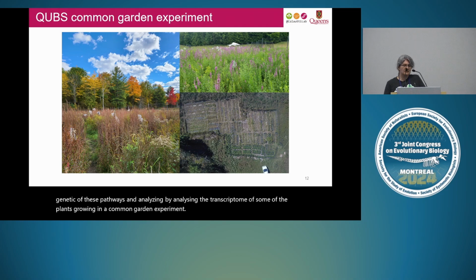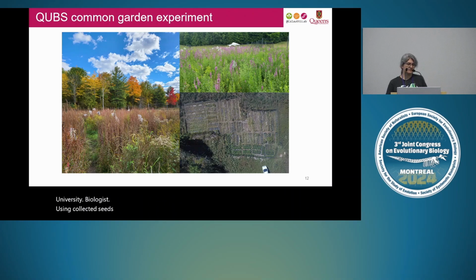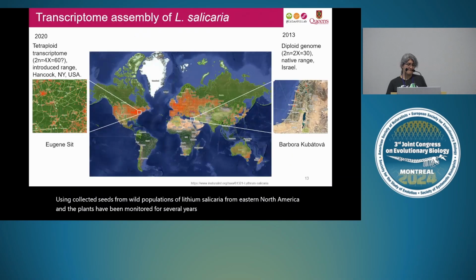In 2017, a former lab member established a common garden experiment at Queen's University Biological Station using collected seeds from wild populations of Lythrum salicaria from eastern North America, and the plants have been monitored for several years now. As part of my master's thesis, I assembled the transcriptome of inflorescence from Lythrum salicaria plants growing in the common garden. We collected tissue samples from 4 plants derived from a single population near Hancock, New York, to analyze differences in flowering time gene expression.